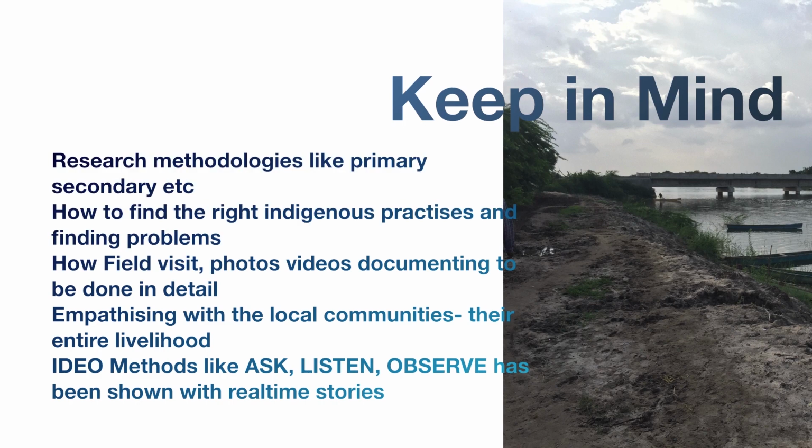So now we will recap what we've learned. We have learned about research methodologies, like how to collect primary information using IDEO methods like asking, observing, documenting, role playing, and then we use secondary methods also to infer the data we collected, and particularly how to find the right indigenous practices. I told you, it has to have a process, it has to be history oriented, it has to be a dying kind of practice. These are some of the steps you have to keep in mind while choosing the indigenous practice.